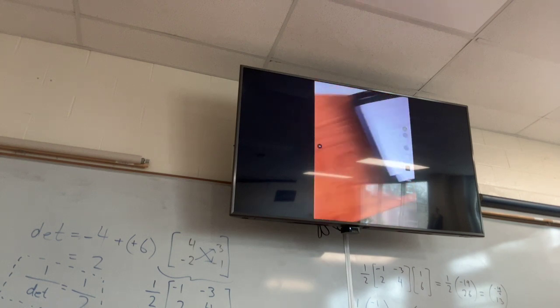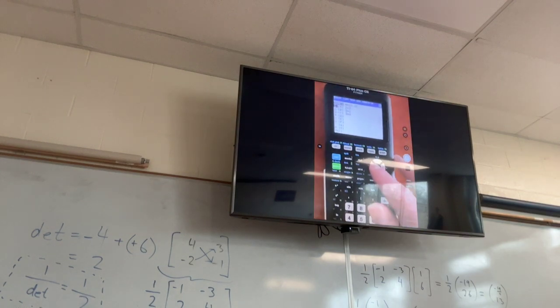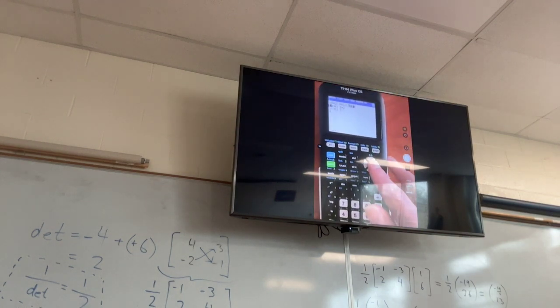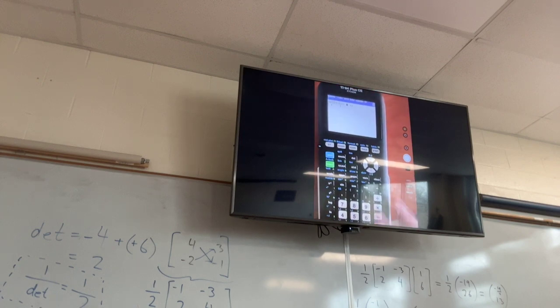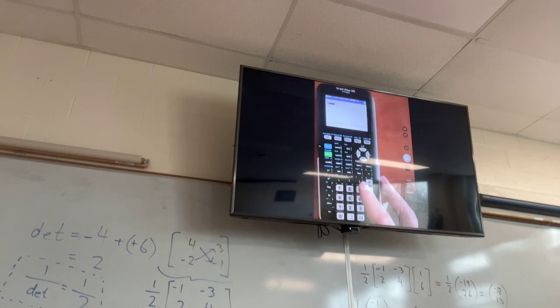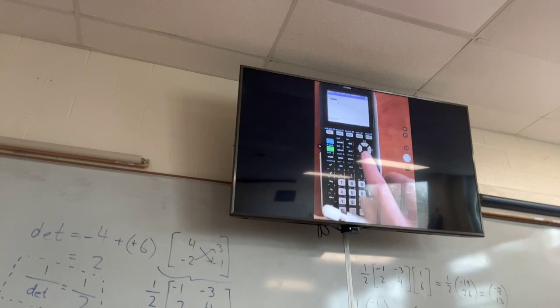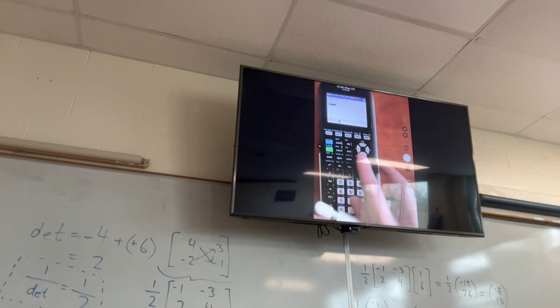Let's put that column in there. So let's do a 3x1. Let's go to edit. Let's do this in D. So I want to make D a 3x1, and its entries are 7, 6, negative.